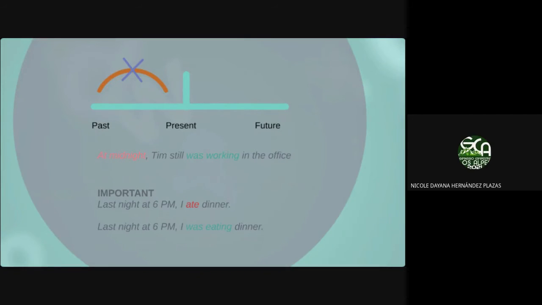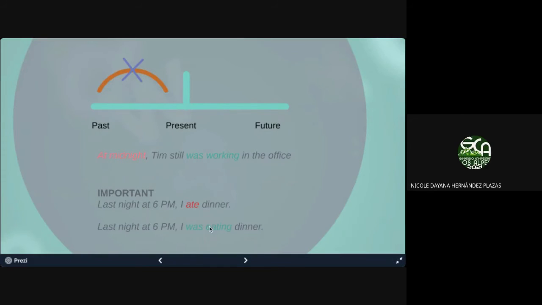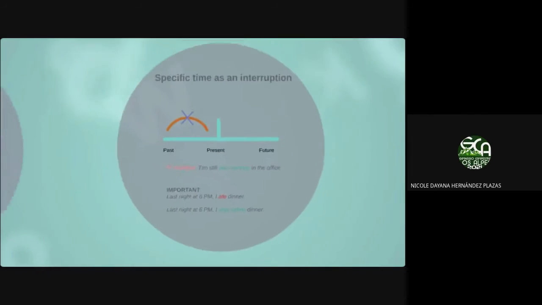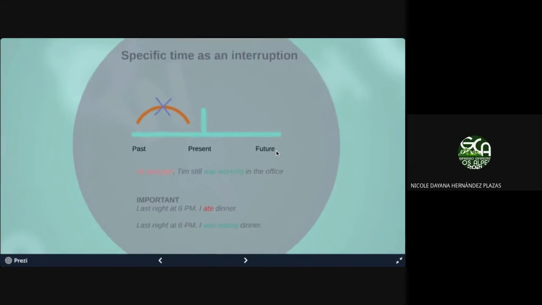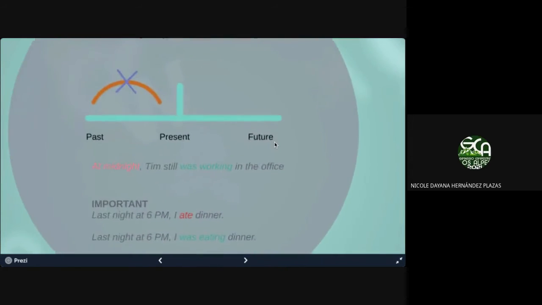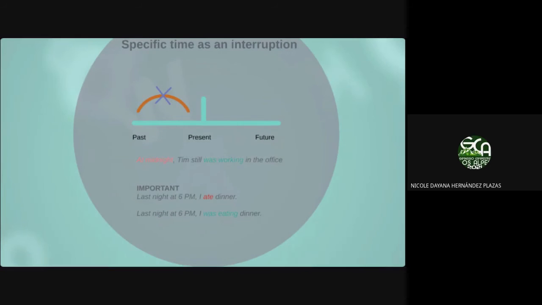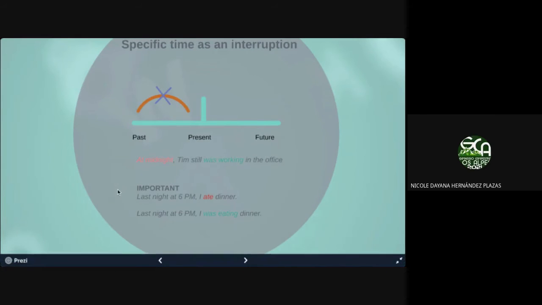Okay? So, it's important to take this into account as I was telling you. You usually are going to be able to identify the use of past simple with specific times, but that doesn't mean you can't use specific times with continuous. Ténganlo en cuenta. Para ambos vas a poder usar tiempos específicos. Y puede que el tiempo sea una interrupción, puede que no, pero no es un tiempo específico, no es exclusivo del uno o del otro. ¿Listo? Let's take a look to these examples.